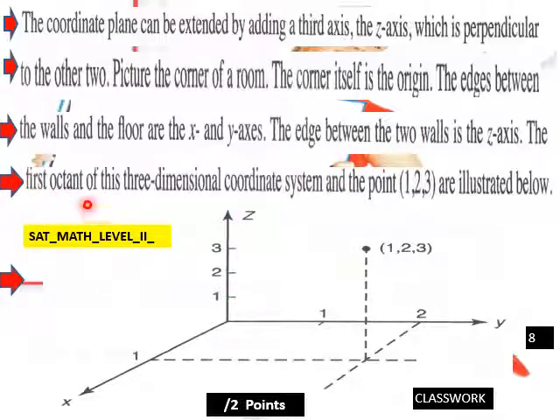The first octant of this three-dimensional coordinate system and the point 1, 2, 3 are illustrated below. Here we go right here. So this would be in what they call the first octant, which would be out here. And then here's point 1, 2, and 3 right here. X would be 1, Y would be 2, and then Z would be our 3 right there.